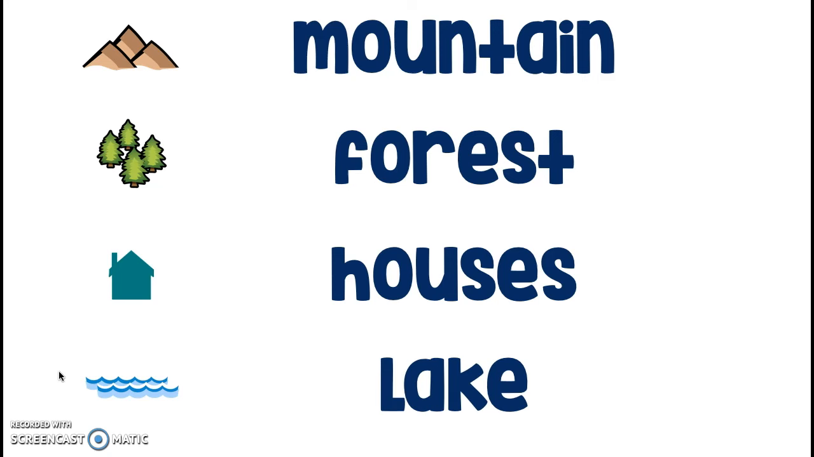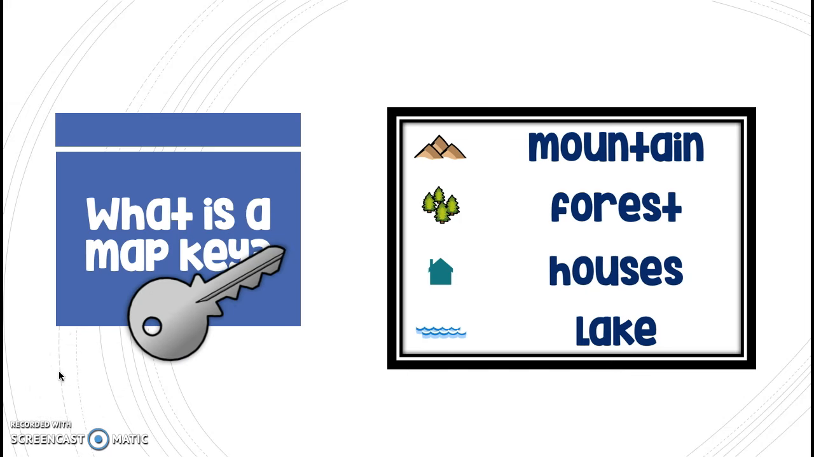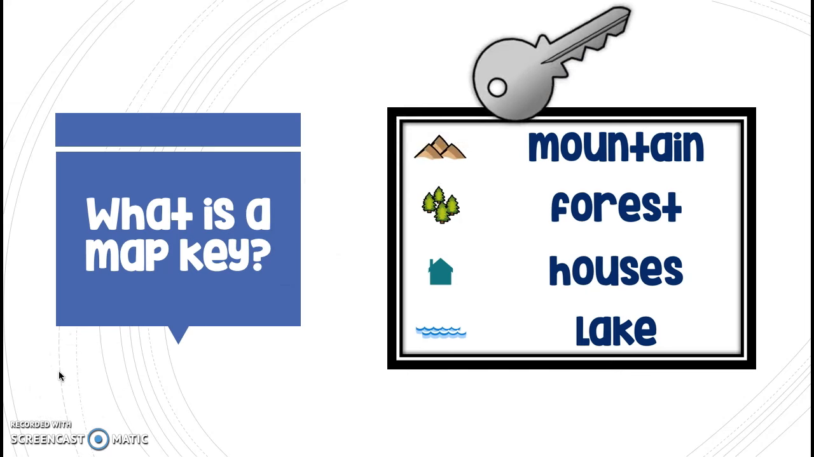Now, when I look at this map and I see all those pictures, I might not be sure what those symbols are supposed to represent. There's a tool that we can use on the map that will tell us what the symbols represent. It's called a map key. A map key is just like a door key. It unlocks all the information on the map so you can read it.